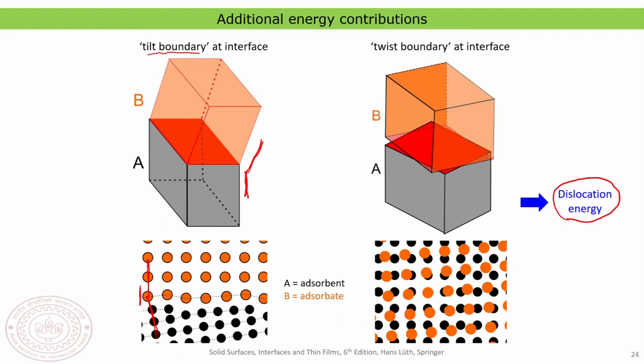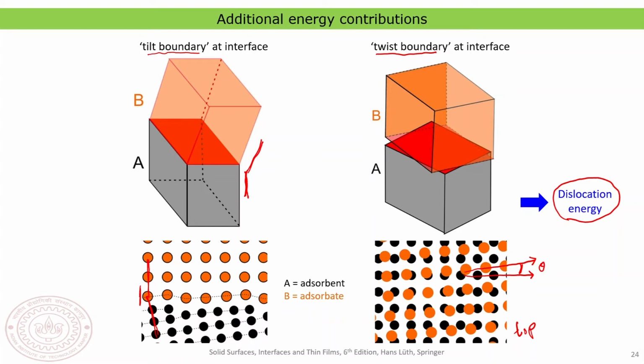Similarly, one more scenario can occur if the strain is very large, that is known as a twist boundary. Here the lattice parameters or the lattice orientation of the bulk surface and the adsorbate are basically changing. So if this would be the orientation of the surface lattice, and this is the orientation of the adsorbate lattice, you can see there is an angle theta between the lattice vectors of the surface and the adsorbate. So this is obviously a top view right at the interface.